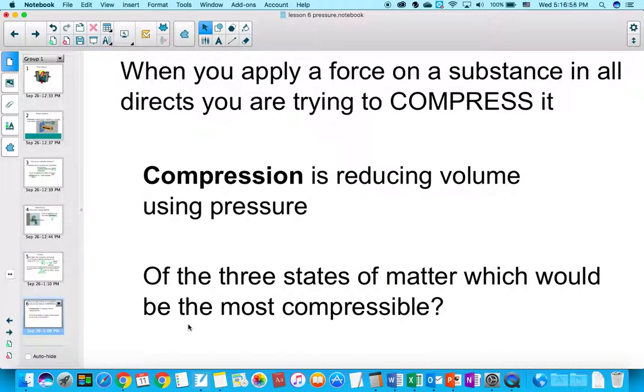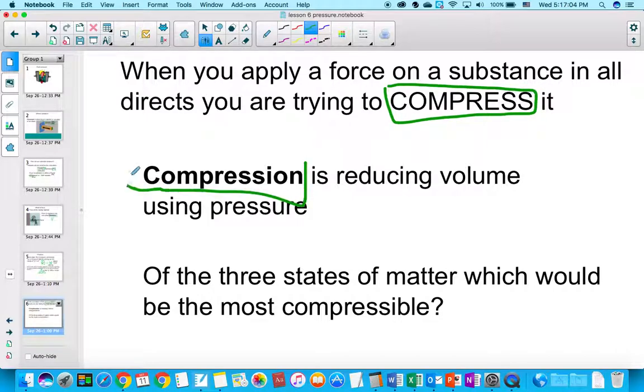When you apply a force on a substance in all directions, you are trying to compress it. This is what compression is. When you apply a force on all sides of an object or a substance, you are reducing its volume using pressure. So if I have a square and I apply a force on every side, and I squish it down to a smaller square, or rectangle, then I have reduced its volume using pressure.